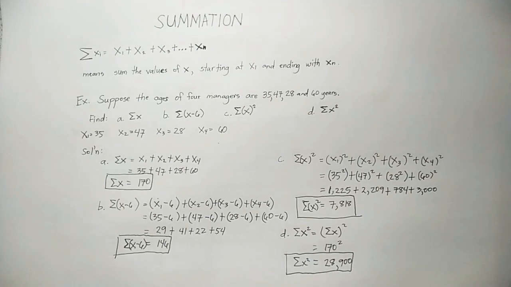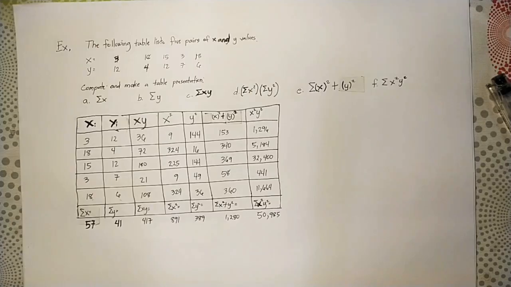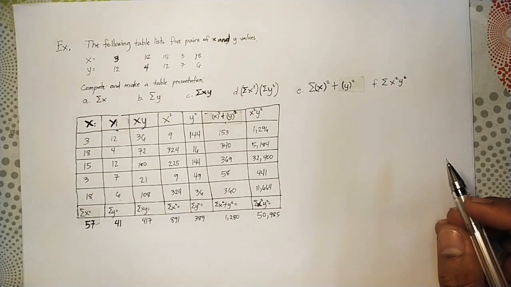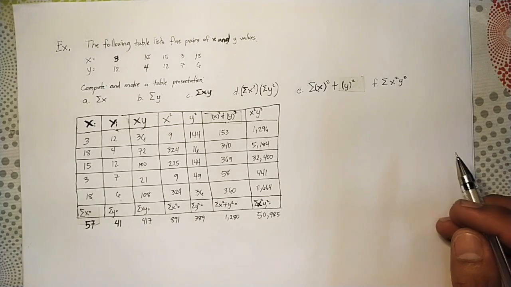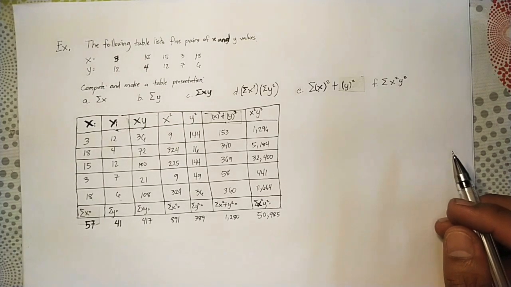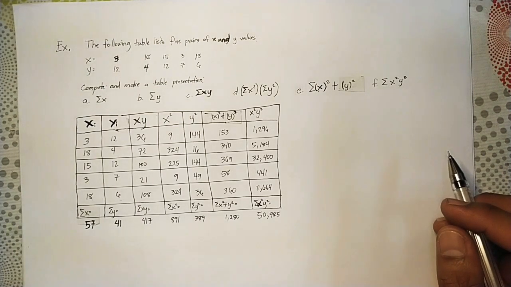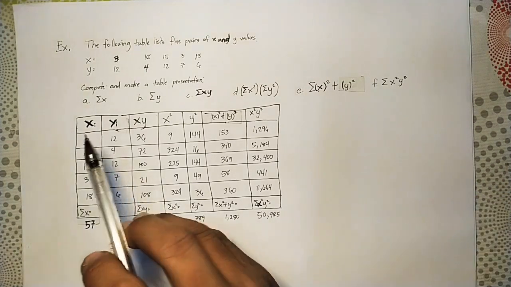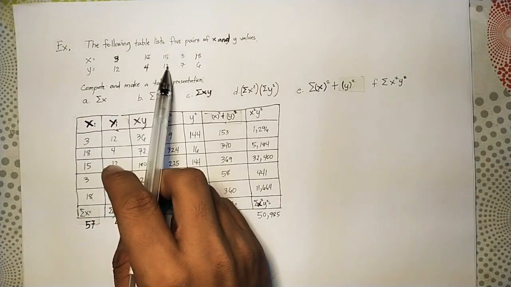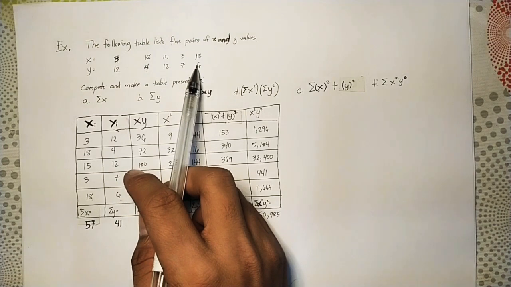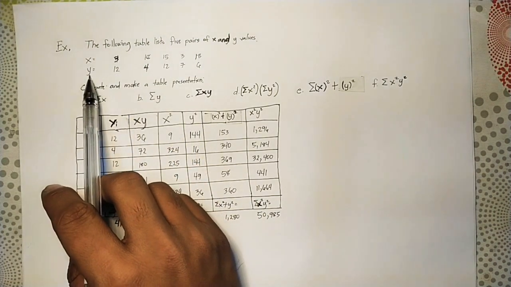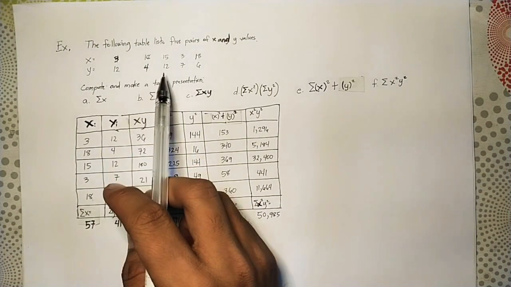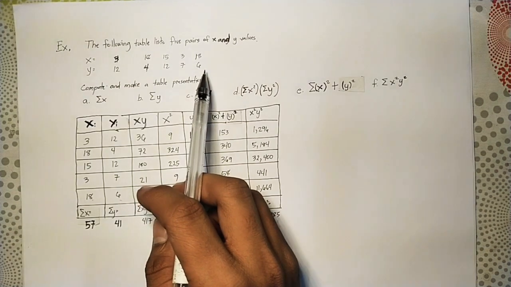So, let's have another example. Okay, let's have another example. So, for example, we have two sets of data. The following table lists 5 pairs of x and y values. So, we have the value of x, which is 3, 18, 15, 3, and 18. And for the values of y, we have 12, 4, 12, 7, and 6.